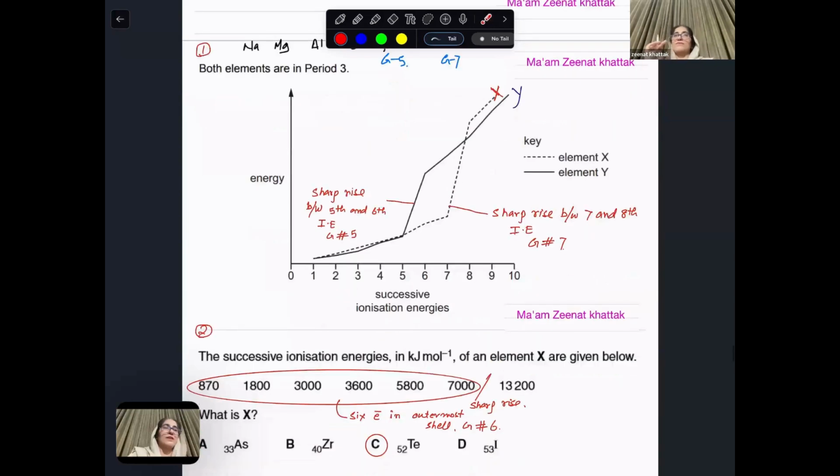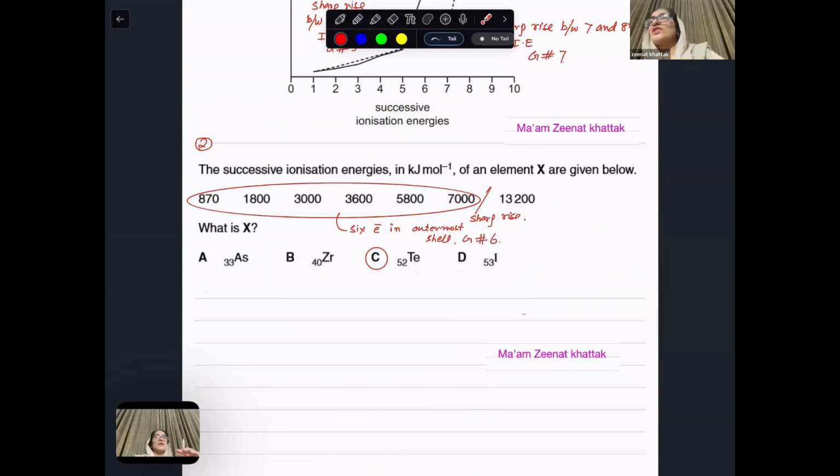Now, another question. Successive ionization energies of element X are shown. Removal of the first, second, third, fourth, fifth, sixth: 800, 1800, 3000, 3600, 5800, 7000, and 13,000. So 7,000 and 13,000 is the big difference. This shows that all these electrons were in the last shell.